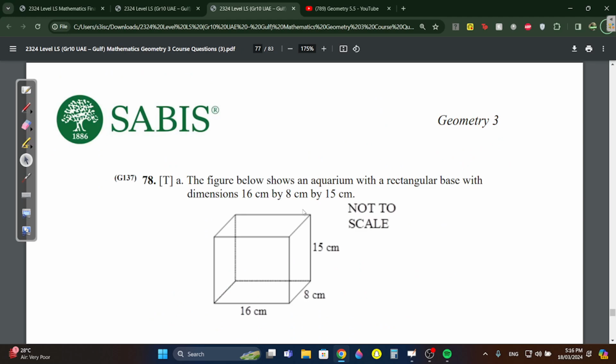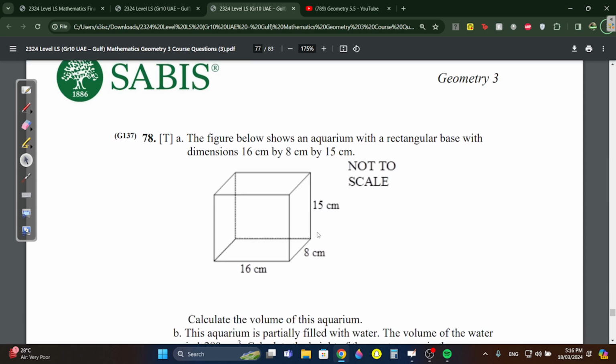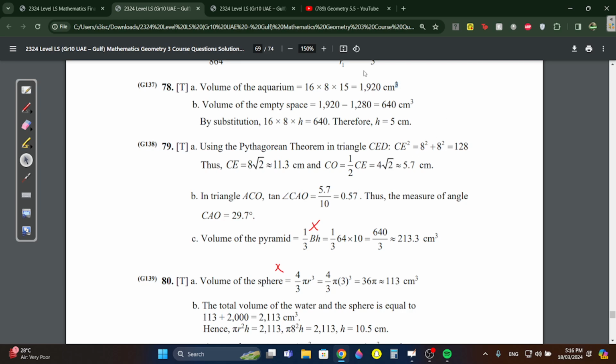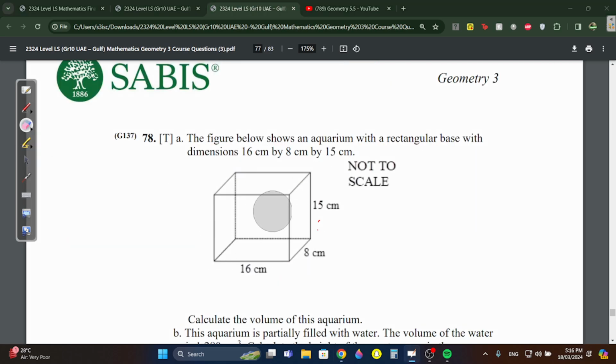Okay, question 78, very easy. 16 by 8 by 15. What's the volume? Very easy. The volume is just length times width times height, or area of the base times the height. Whatever you want, you're going to end up with the same answer, which is 16 times 8 times 15, and you get 1920, I think. 1920. I'm going to write 1920 so you remember it.